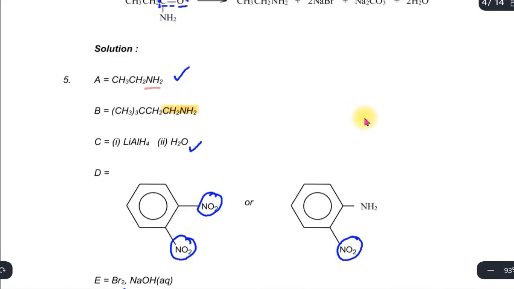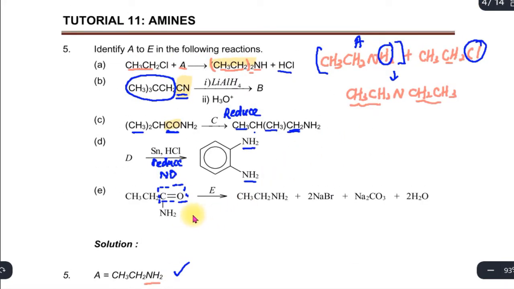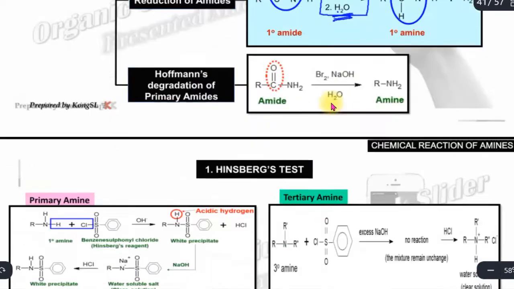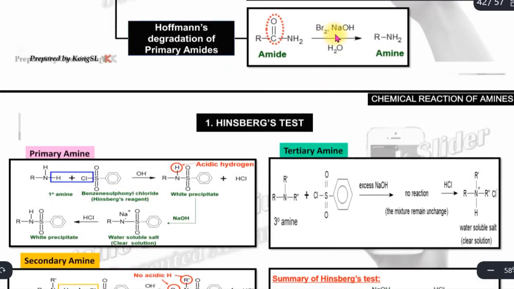The last one, compound E. If we check, initially there are 3 carbons and now it becomes 2 carbons, meaning that the C double bond O totally disappears. So in this case, we have to use a special reagent. The reagent that we should use is bromine, base, sodium hydroxide, and then water.